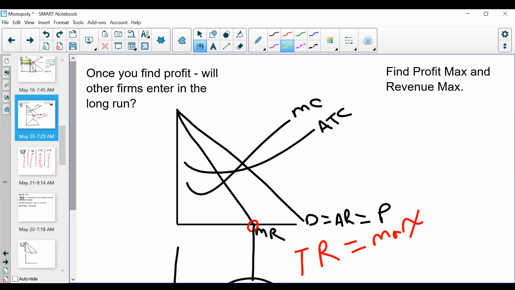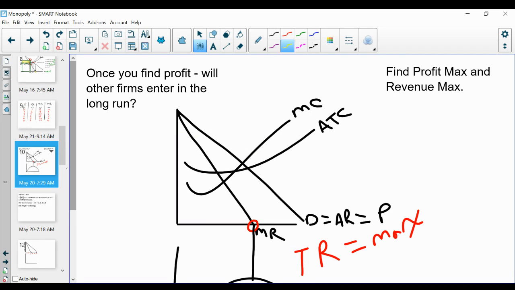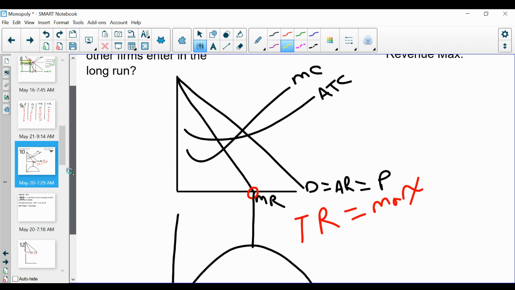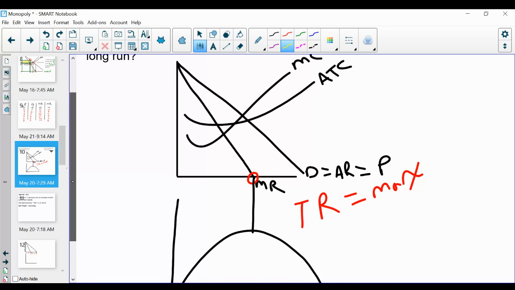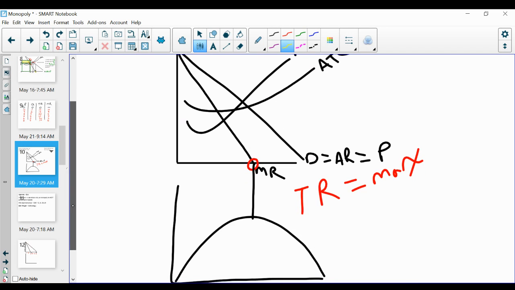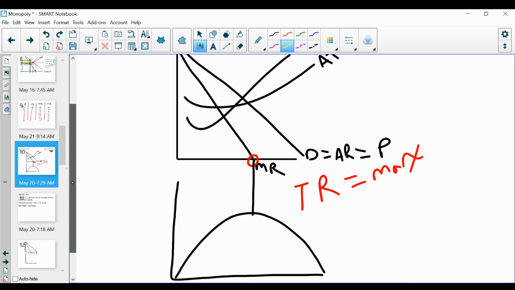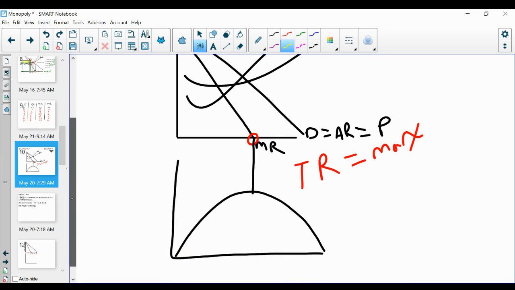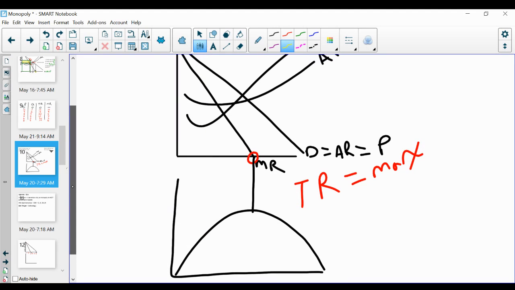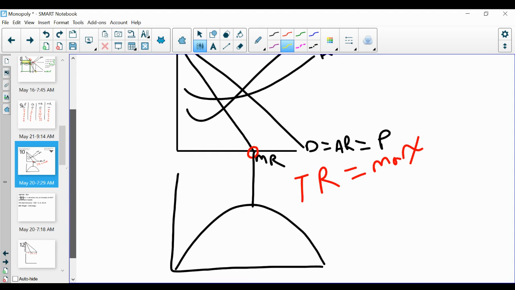I'm going to go to my next slide here. Just need to bring this down just a little. There's a relationship between marginal revenue and total revenue. And I know your book explains it, but it seems a little bit long-winded. So what I want you to do is look at the relationship I've drawn here. I know I have to move this up and down a little bit just for you to see.